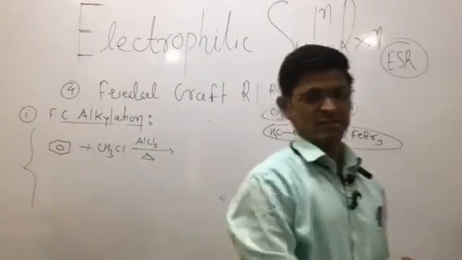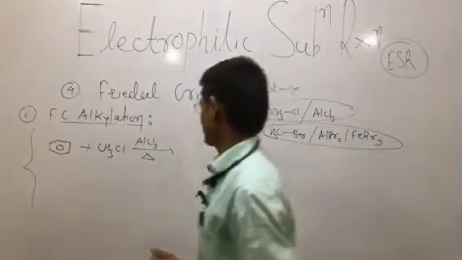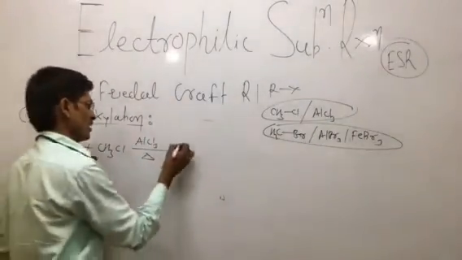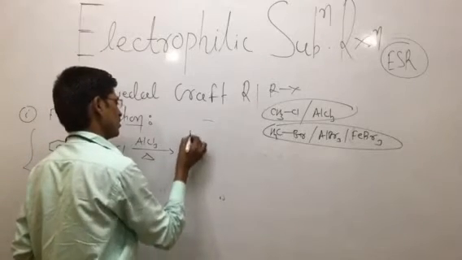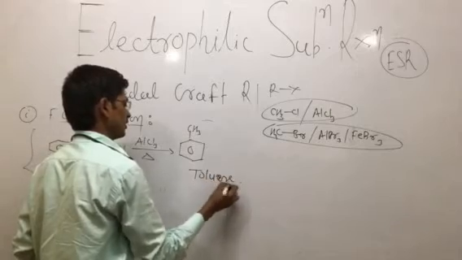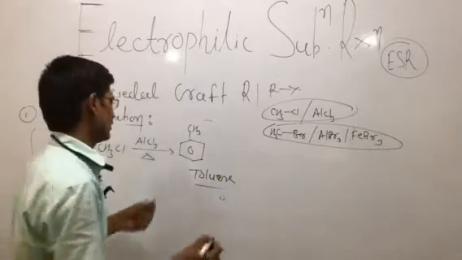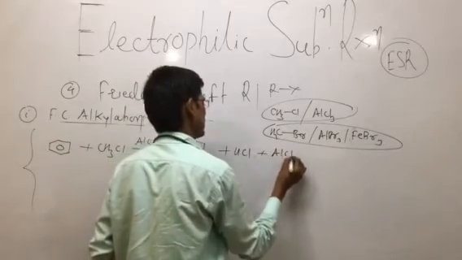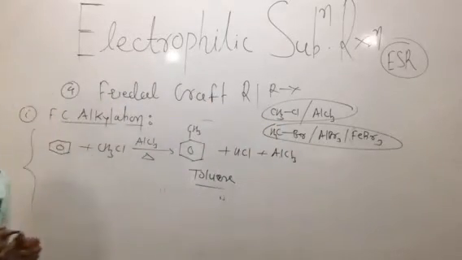Whenever we use this, the benzene molecule is treated with methyl chloride in the corresponding Lewis acid AlCl3. So what happened? There is formation of methyl benzene, such a molecule is called toluene. Then HCl, hydrogen chloride, is formed, and AlCl3 remains.